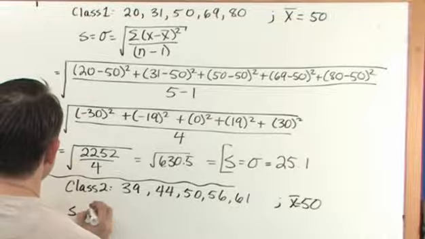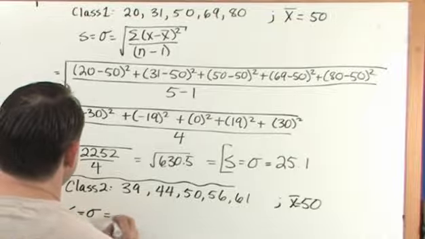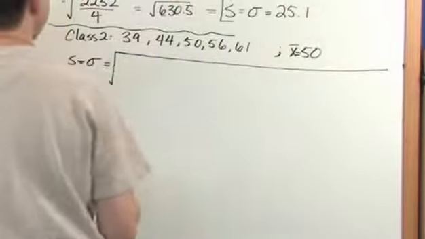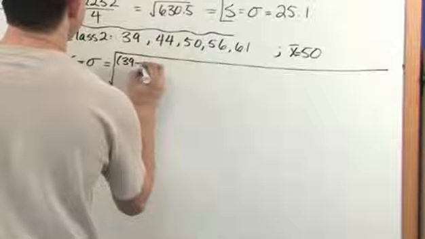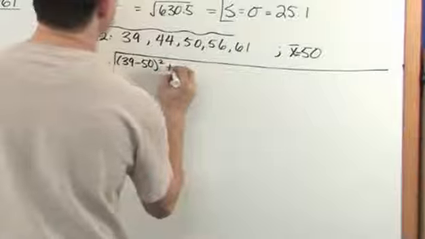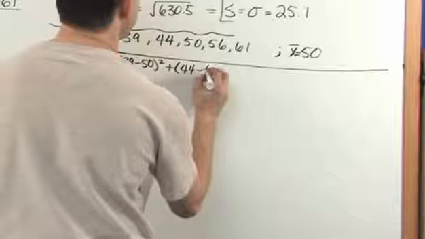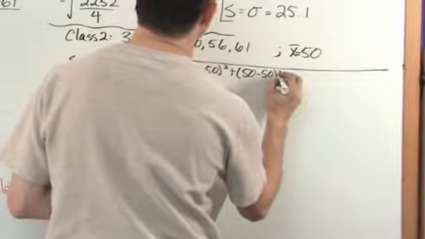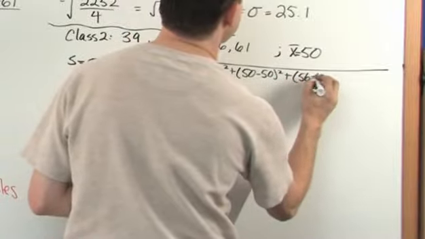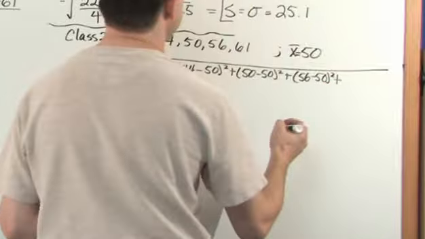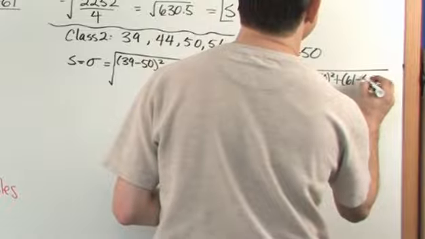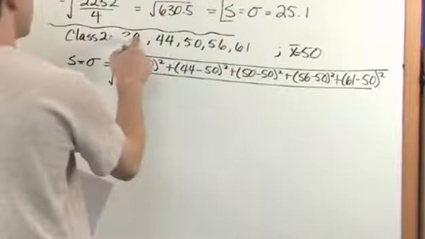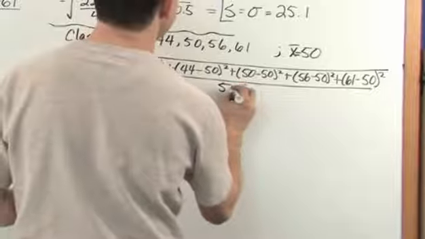So the standard deviation is going to be equal to, I'll put the big square root symbol, 39 minus 50 squared plus 44 minus 50 squared plus 50 minus 50 squared plus 56 minus 50 squared plus 61 minus 50 squared. And this is all going to be divided by n minus 1. There's 1, 2, 3, 4, 5, so it's again 5 minus 1.